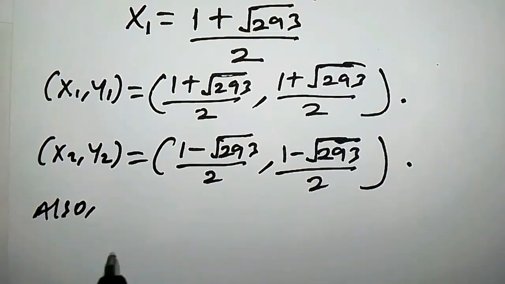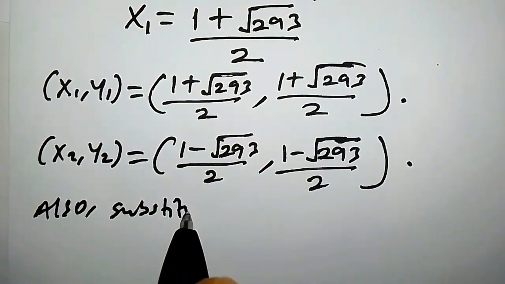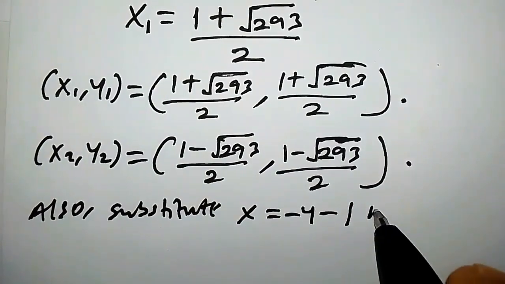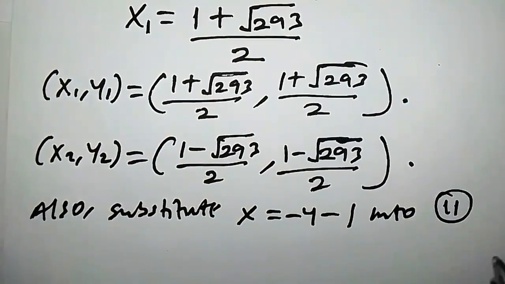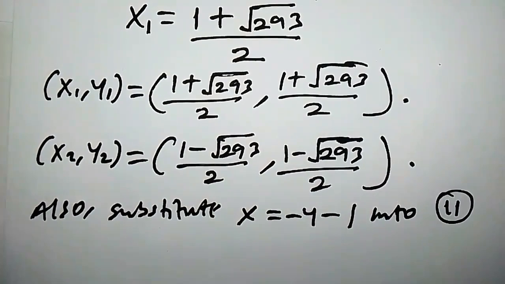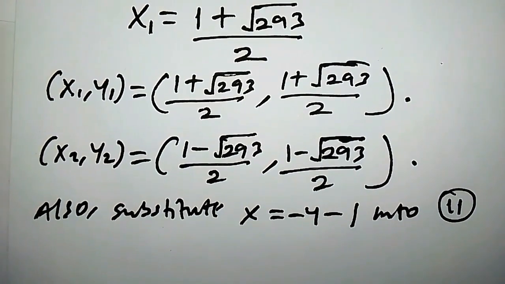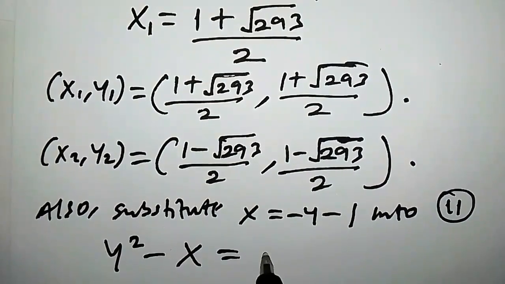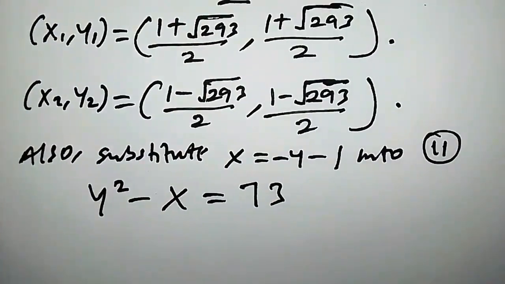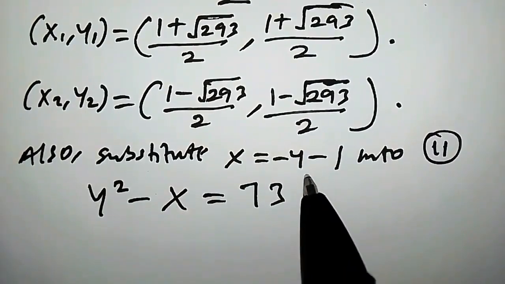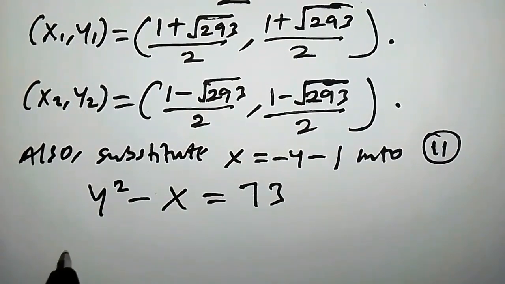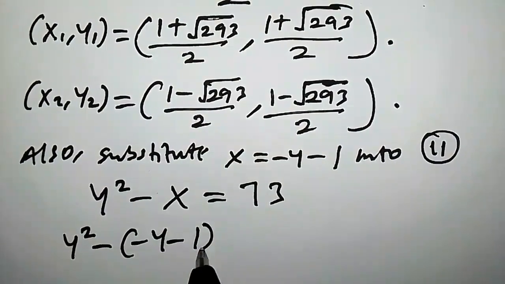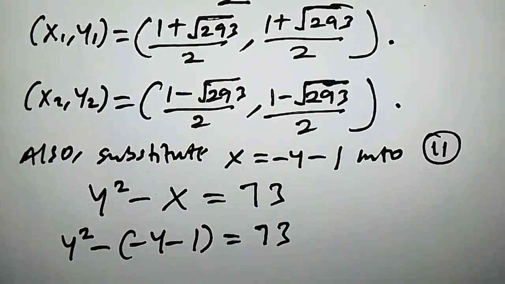Also, substitute x equal to minus y minus 1 into equation 2, just as we did for x equals y. What is equation 2? Equation 2 is y squared minus x equal to 73. This means that anywhere we see x, we replace it with minus y minus 1. So we have y squared minus (minus y minus 1) equal to 73.